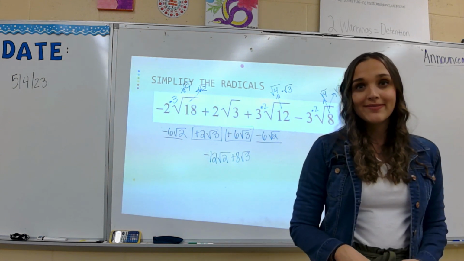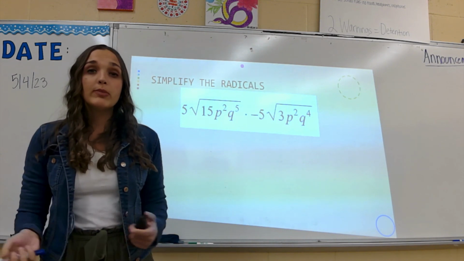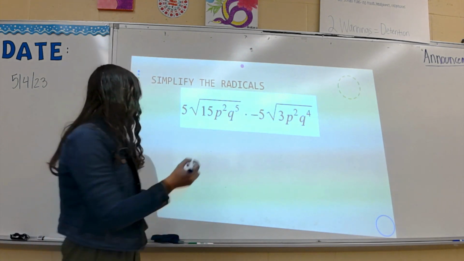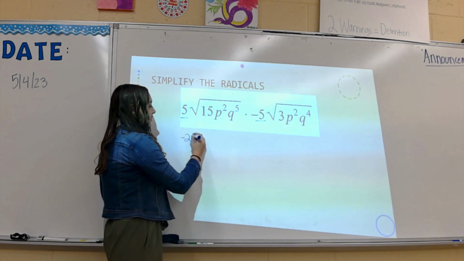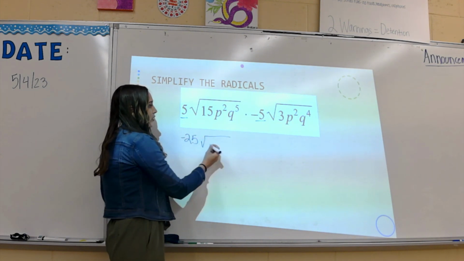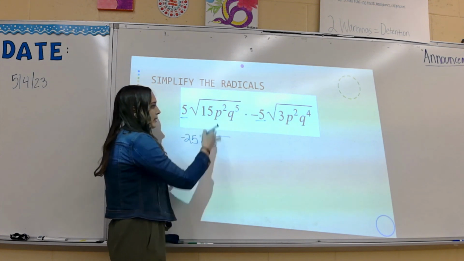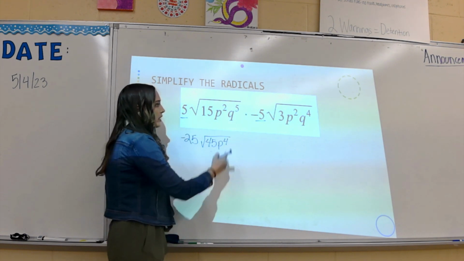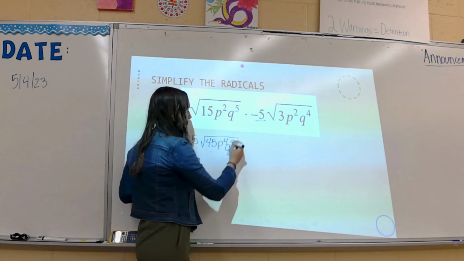Now we have radical multiplication, and what we want to do is only multiply what's on the outside by the outside and the inside and the inside. So we have 5 and negative 5. Multiply them together, I get negative 25. Now I have my radical. 15 and 3 gives me 45. p squared and p squared, I add their exponents, I get p to the 4th. q to the 5th and q to the 4th, I get q to the 9th.